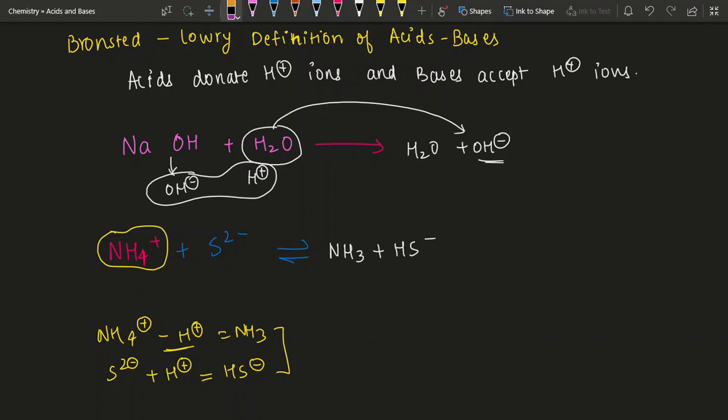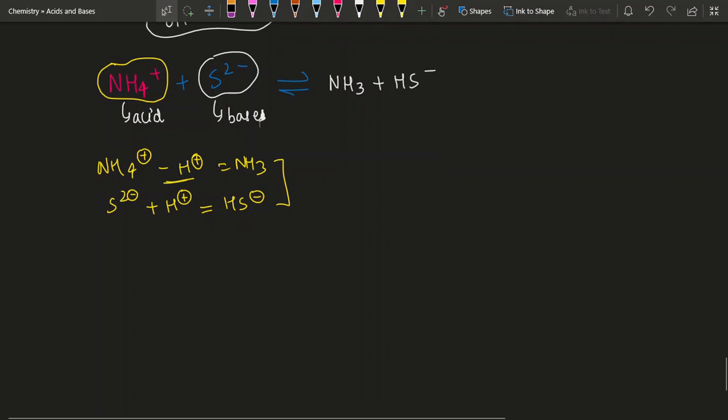So in this case, even though water is not represented in this entire reaction, NH4 plus donates its H plus, so NH4 plus acts as an acid. And S2 minus, the sulfide ion, since it accepts the H plus ion, behaves like a base. And to study these acid-base combinations more effectively, there is a toolset, some definitions, called the conjugate acid-conjugate base system.